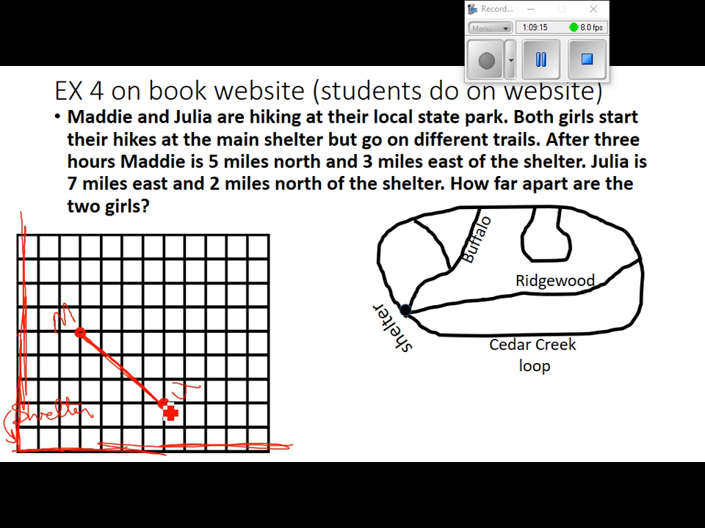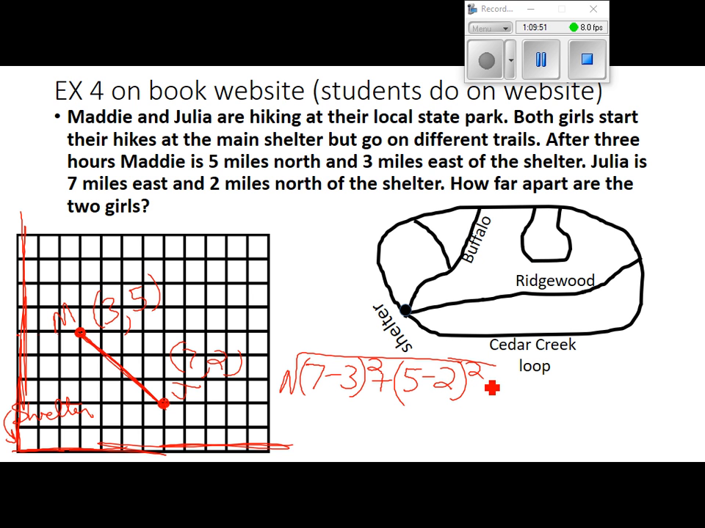What are we going to do here? How are we going to find the distance in between them? Use the formula. But we need the coordinates first, right? What were Maddie's coordinates? Be careful. 3, 5. What are Julia's coordinates? 7, 2. Now we're going to set up the distance formula. What are my x's this time? 3 and 7. So 7 minus 3. What are my y coordinates? 5 and 2.